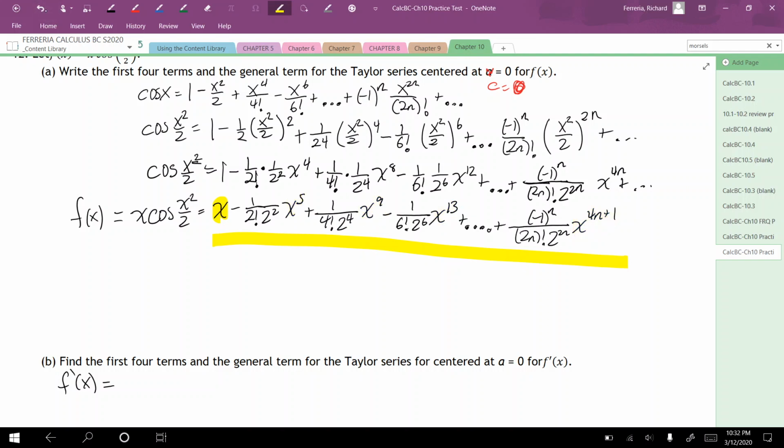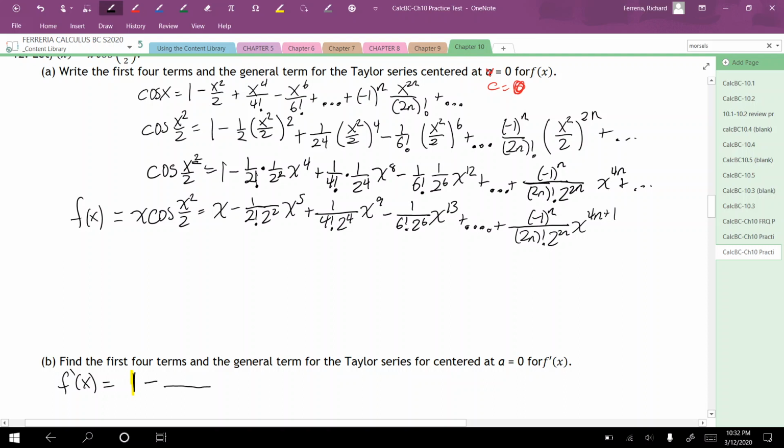Are we getting rid of the yellow mess? Yeah, we are. Okay, the derivative of x is 1. That was funny. The derivative of x is 1 minus, and I'm going to try to compact this.